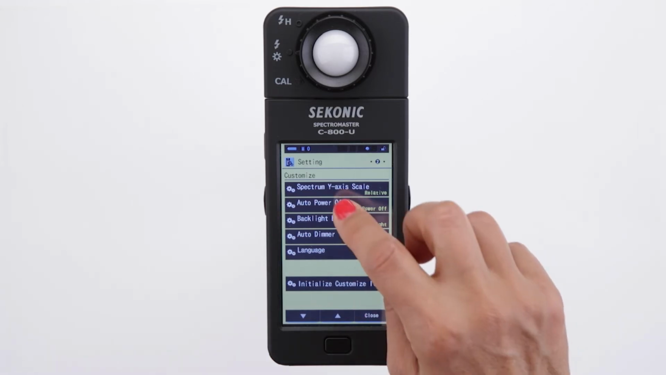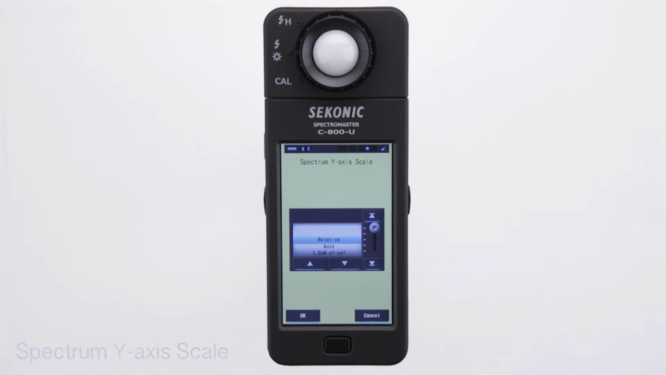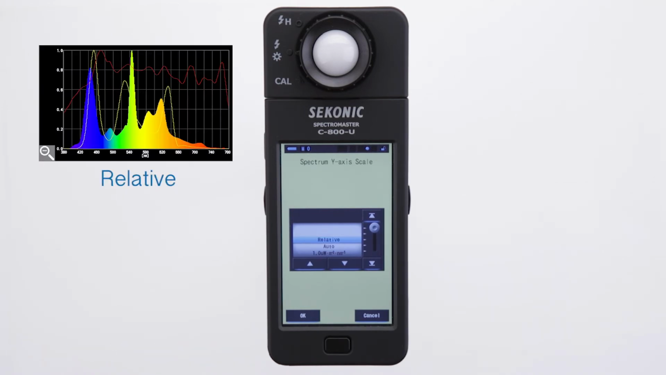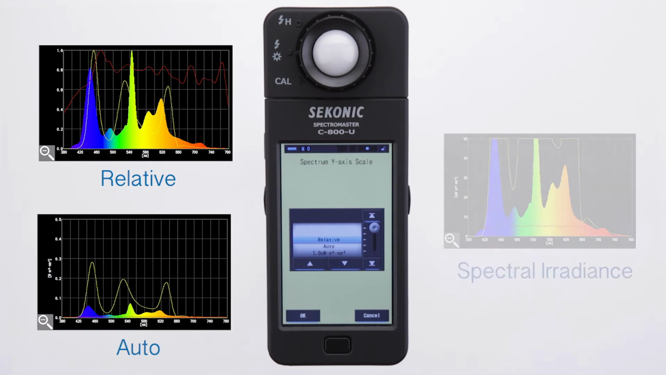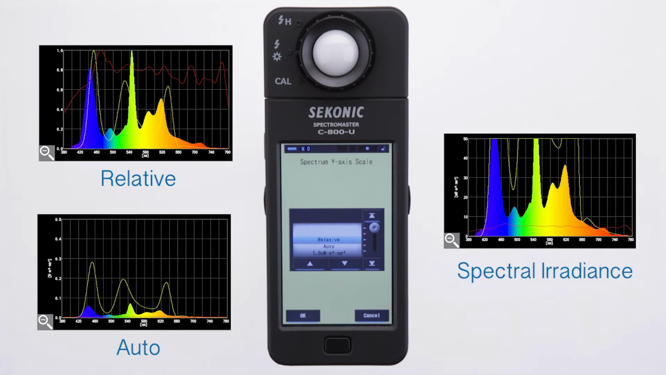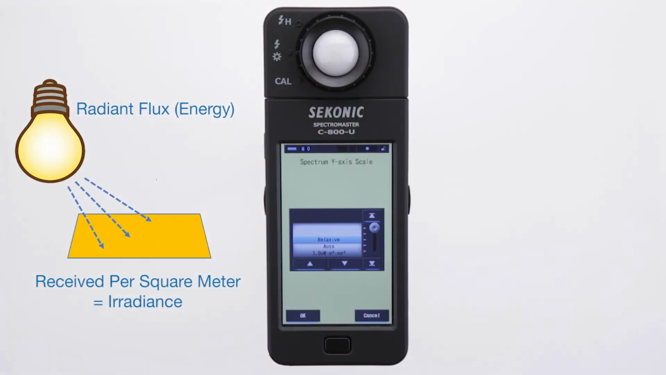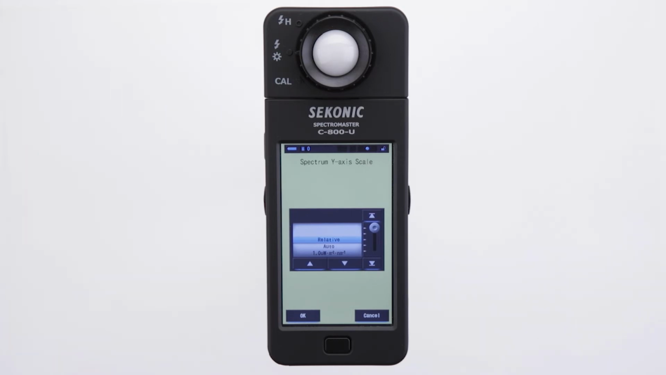The next customizable setting is Spectrum Y-axis scale. Here you can select relative, auto, or any specific number of the spectral irradiance as the maximum display value for the spectrum Y-axis. But what is it? Irradiance is the power received by a surface per unit area and can be referred to as the intensity of power, in this case the intensity of light. So spectral irradiance specifically is the irradiance of a surface per unit of wavelength, watts per square meter per nanometer.